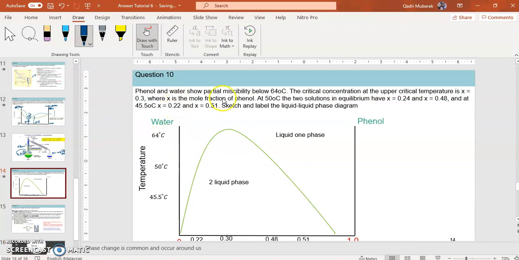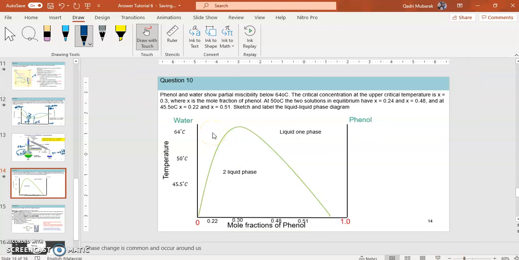And then let's move to the next question. Phenol and water show partial miscibility. The keyword here is partial miscibility below 64 degrees centigrade. The critical concentration at the upper critical temperature is S equal to 0.3, where S is the mole fraction of phenol. At 50 degrees centigrade, the two solutions in equilibrium have S equal to 0.24 and S equal to 0.48, and at 45.5 degrees centigrade, S equal to 0.22 and S equal to 0.51. Sketch and label the liquid phase diagram.